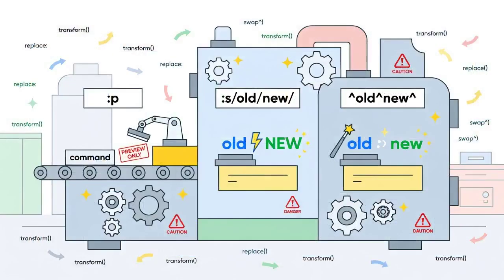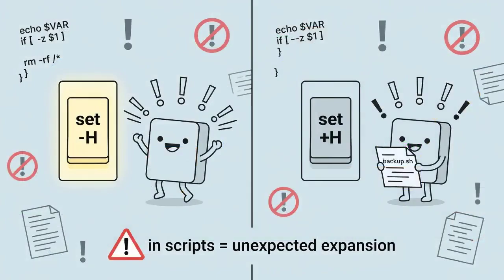Modifiers tweak what gets expanded. :p prints the expanded command without running it, giving you a safe preview. :s/old/new/ substitutes text within the recalled command, and the caret form ^old^new is a quick shortcut for replacing the first match. History expansion can be turned off with set +H and back on with set -H.